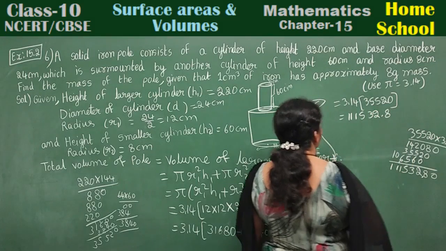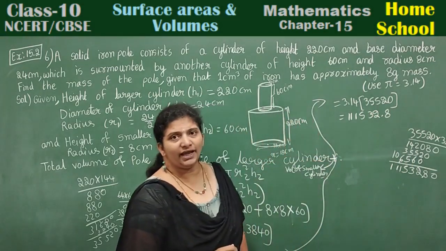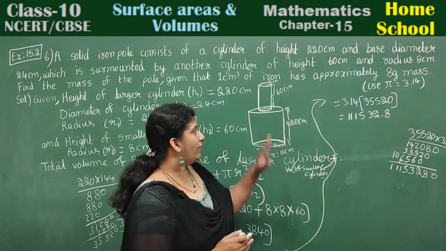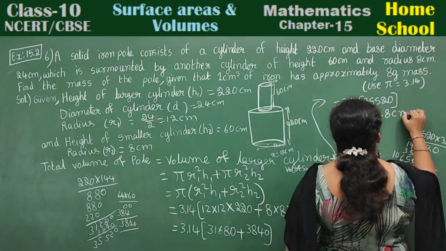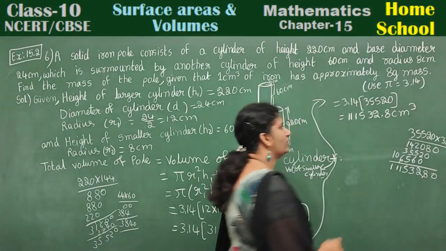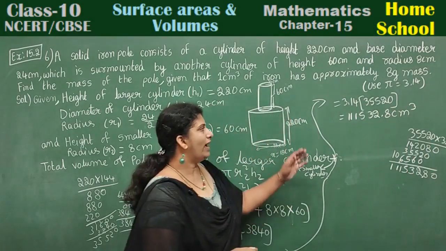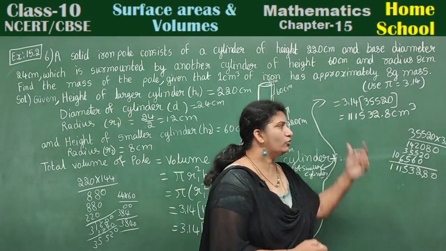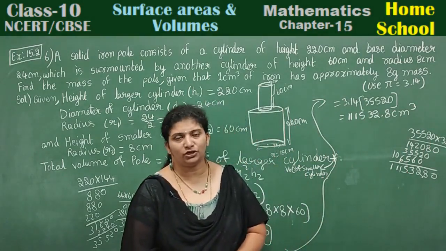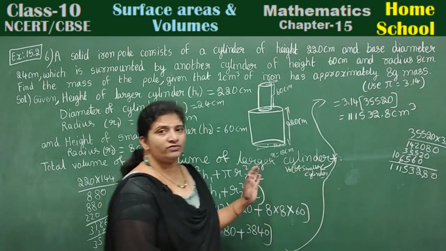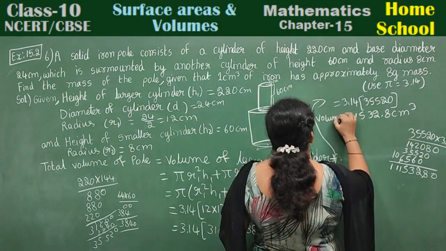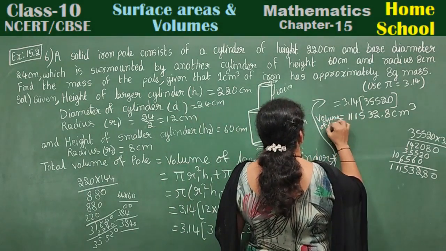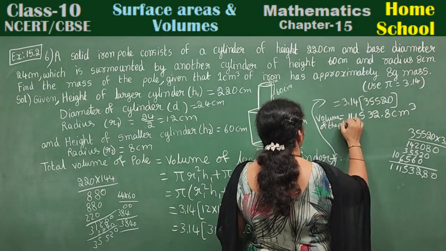111,532.80. You can skip that 0, so 111,532.8. We are talking here about the volume, so write here centimeter cube. 111,532.8 centimeter cube is the volume of the pole. Volume of the pole is equal to this.